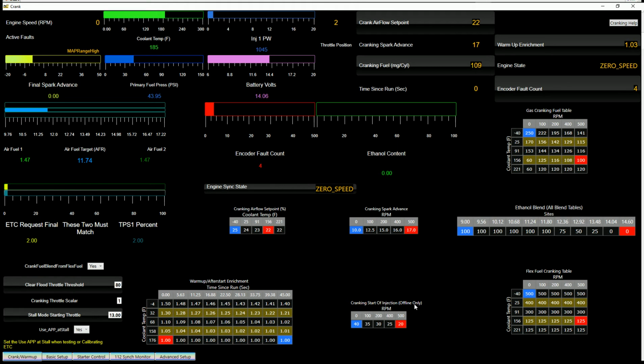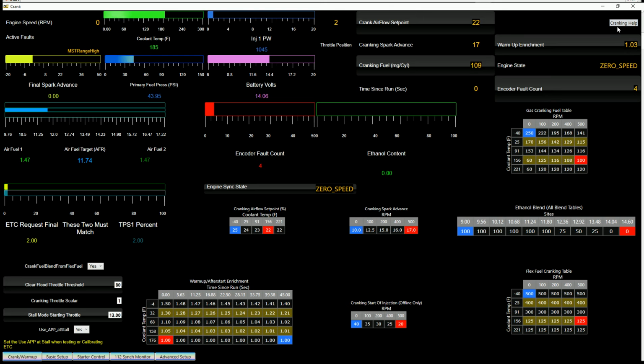You'll notice this table says offline. So other than the 112 and the Pro Mod and dealer boxes, you have to make these changes offline and flash them back in. All these other tables are live, fully calibratable live. So anything you need the engine running to do is typically always set up to be run live.